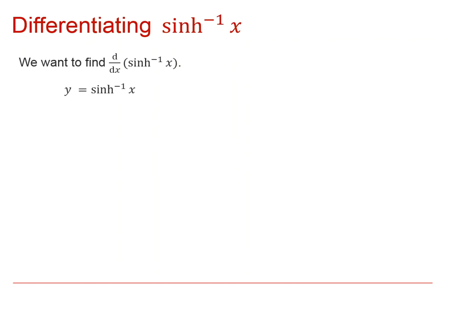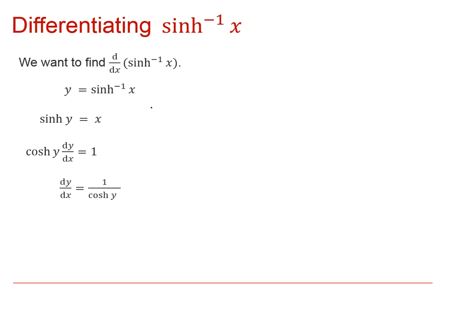So we're going to start with differentiating inverse sinh of x. We start with y equals inverse sinh of x, and first of all we're going to take sinh of both sides. So we get sinh y equals x. We're now going to differentiate both sides of this with respect to x using implicit differentiation, which you will look at in your A-level maths. When we do that, we get cosh y dy/dx equals 1, which means dy/dx is 1 over cosh y.